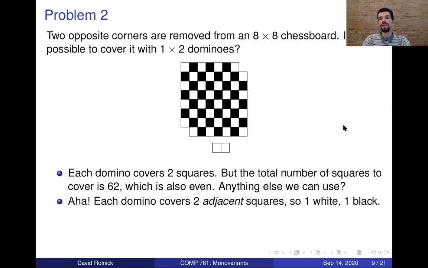Yeah, so each domino is going to cover 2 adjacent squares. So it's going to have 1 white and 1 black. We don't know exactly where they're going to be. So it could be white and black, or it could be black and white, or white and black like this. Or, you know, there could be many ways. But since they're next to each other, the squares are going to be 1 white and 1 black. How does that help us?